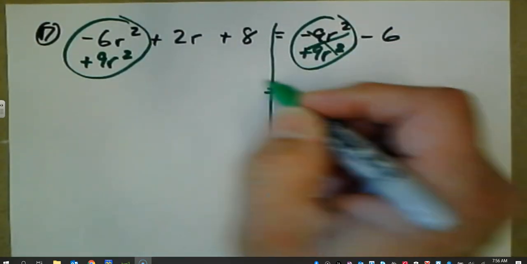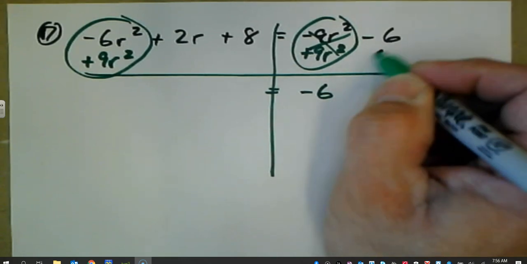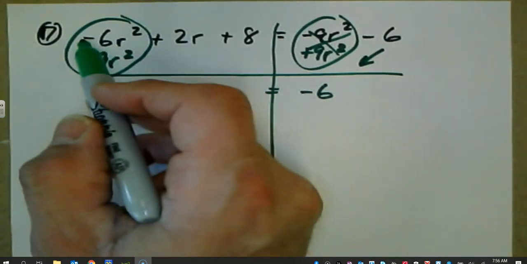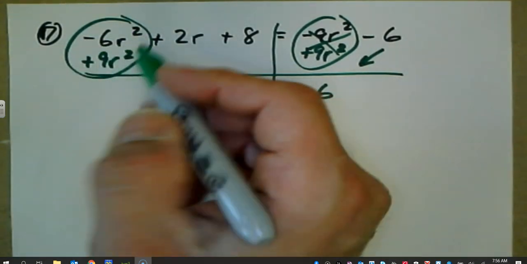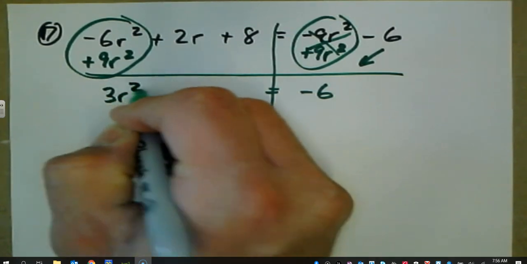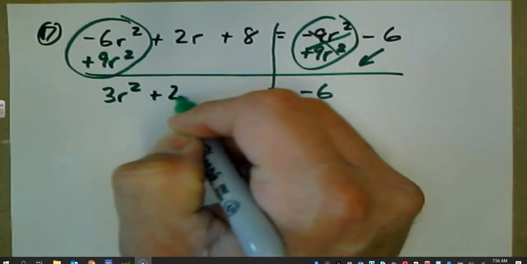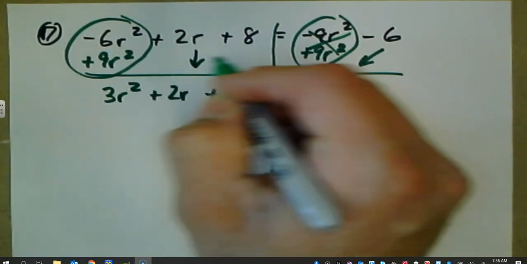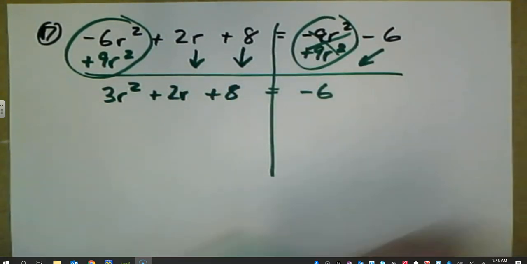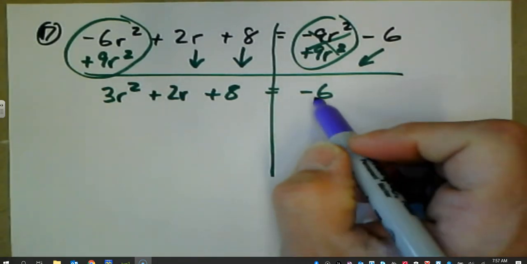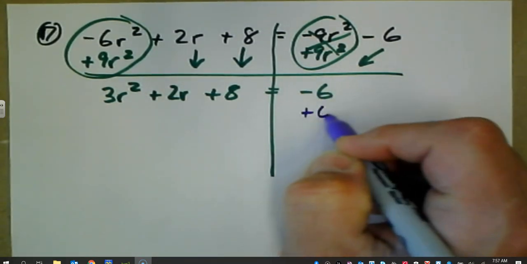These are gone. I'm left with that negative 6. Negative 6r squared plus 9r squared is 3r squared. And I bring everything else down. That's all I did. This is just like doing equations, except we're not actually solving it. We're moving stuff around. It's minus 6, so I'm going to add 6.